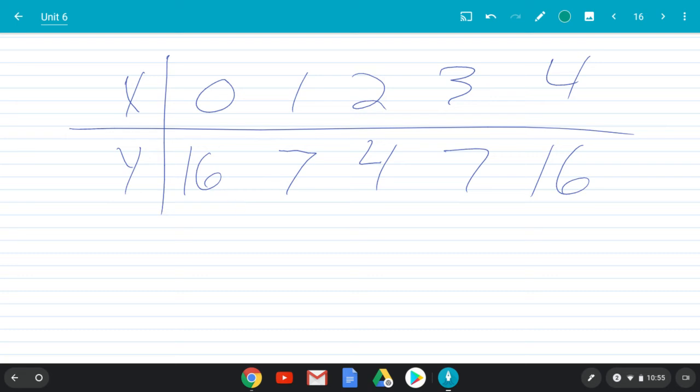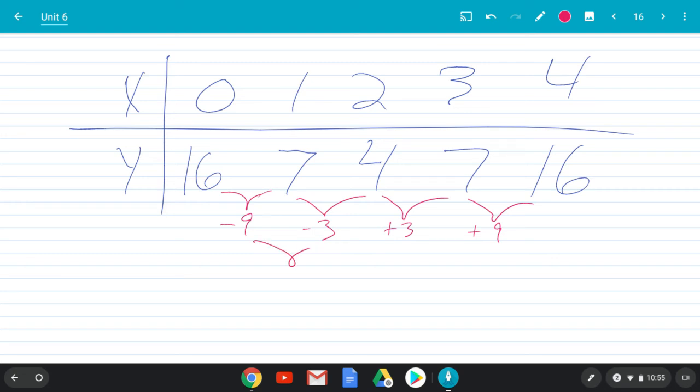I want to get rid of that green. I want something that pops. Let's go with a little red here. From 16 to 7 would be minus 9, right? 7 to 4. 4 to 7. 7 to 16. All right, that's my first difference. So we know it's not linear, right?